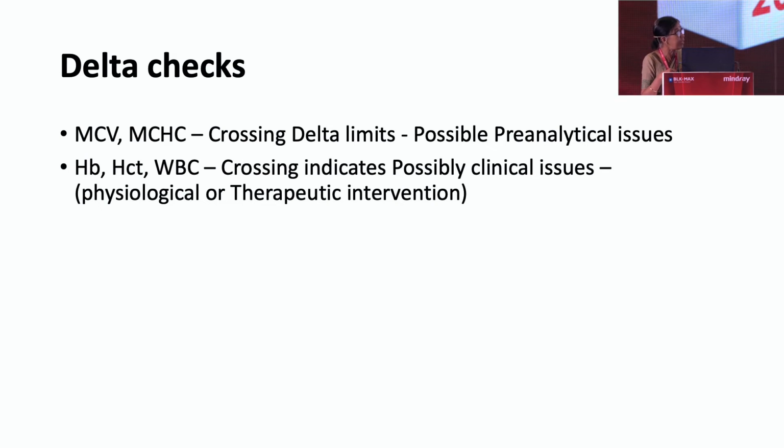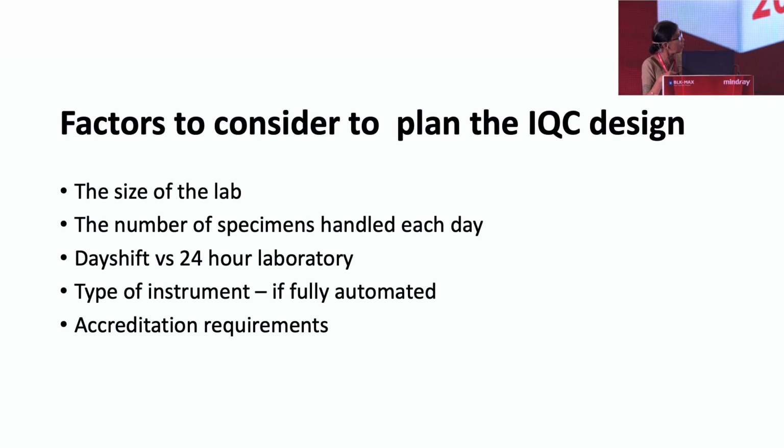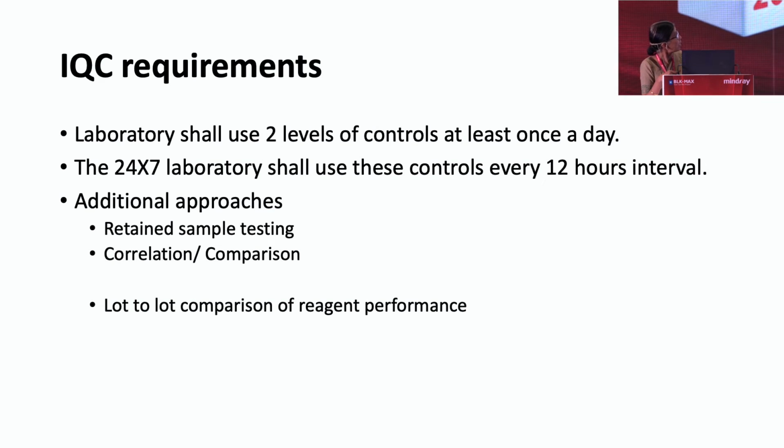It's important to note that delta checks could be crossed when there is a pre-analytical issue or possibly clinical therapeutic interventions. However, delta checks, if monitored on a daily basis, play an important role. So for automated reticulocyte counts, again 2 levels of control, with at least verifying the manual performance once a week, can add to our QC plan. So when we plan IQC, the size of the laboratory, number of specimens, whether the lab is a 24-hour lab, the type of equipment, accreditation requirements, all of these factors should be kept in mind.